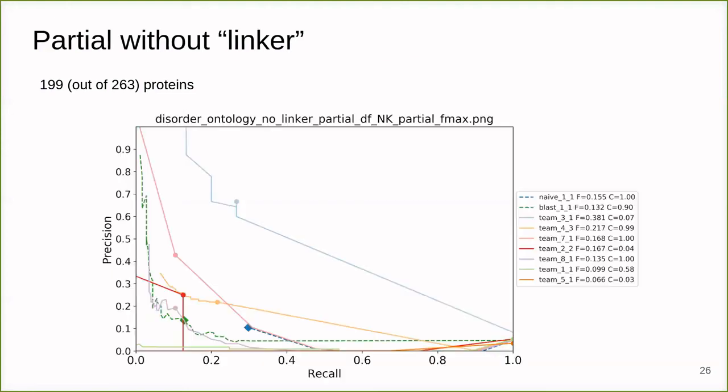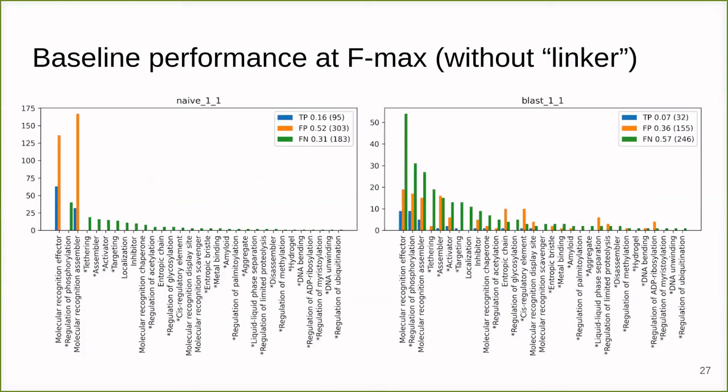And the same happens also for the partial evaluation, and this method here, team 3, only predicts 7% of the proteins, so it is not very meaningful for the evaluation. So just for reference, this is the behavior of the naive after removing the linker term. So you have the positive predictions, which concentrate on the molecular recognition effector and the molecular recognition assembler. But still, you have a lot of false positives, of course, by definition.